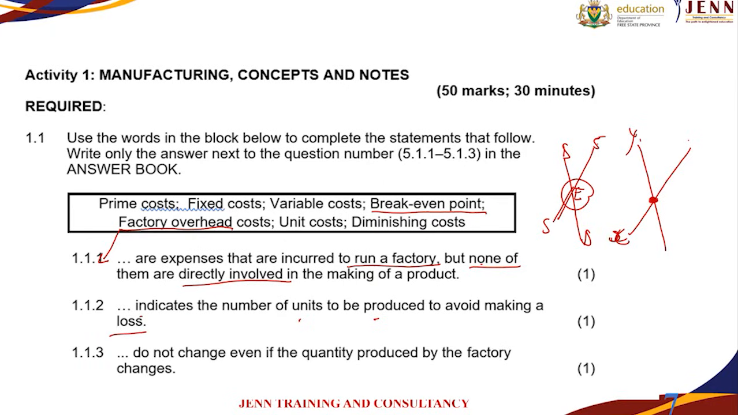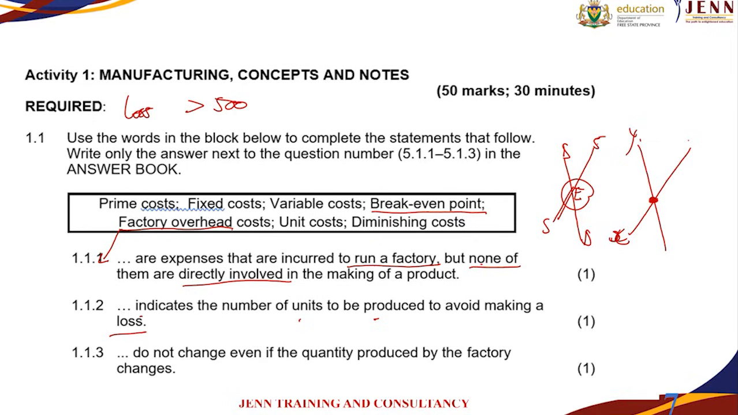So meaning it guides you when you run a manufacturing business to say, at least you must be able to produce a minimum number of goods or services in order for you to reach a break-even point. So, for example, if it says you need to produce 500,000 units, then once you produce less, it simply means the business is going to run at a loss.